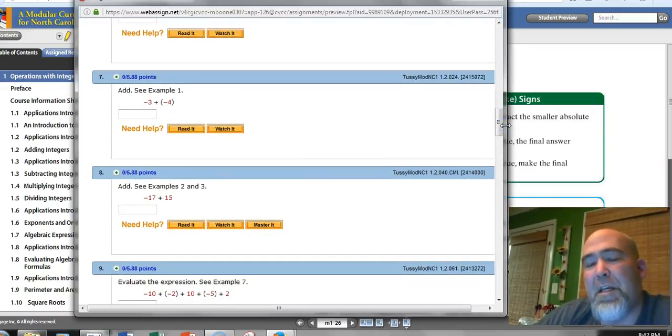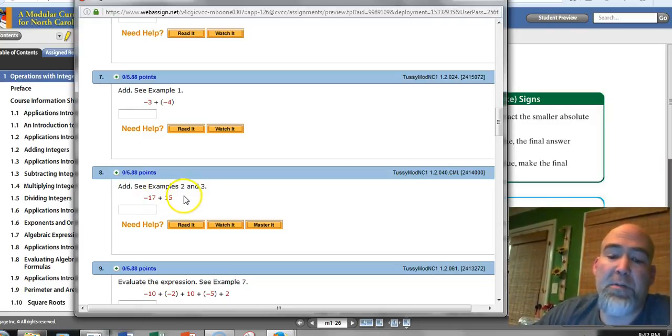So in number 8, the signs are different. So I'm going to subtract these numbers and then take the sign of the larger. So if I look at the negative 17 and 15, and if I were to take the absolute value of each one, which one is larger? So whichever one is larger is the one that my final answer's sign is going to be.